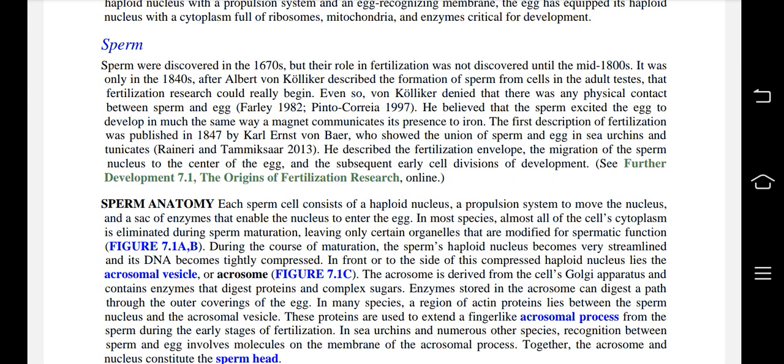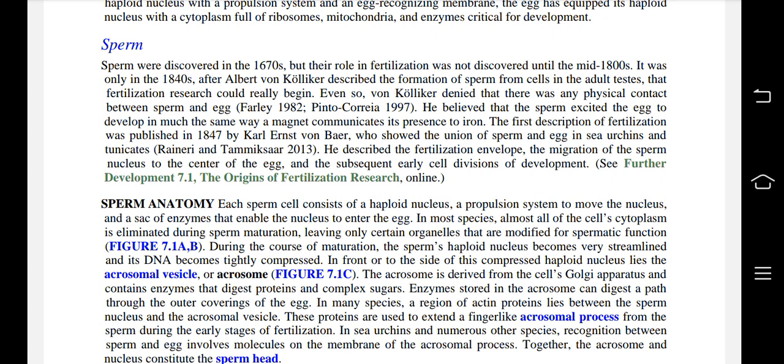Now you're going to learn structure of gametes, a developmental biology portion. Sperm was discovered in the 1670s, but their role in fertilization was not discovered until the mid 1800s. It was only in the 1840s, after Albert von Kölliker described the formation of sperm from cells in adult testes, that fertilization research could really begin. Even so, von Kölliker denied that there was any physical contact between sperm and egg.